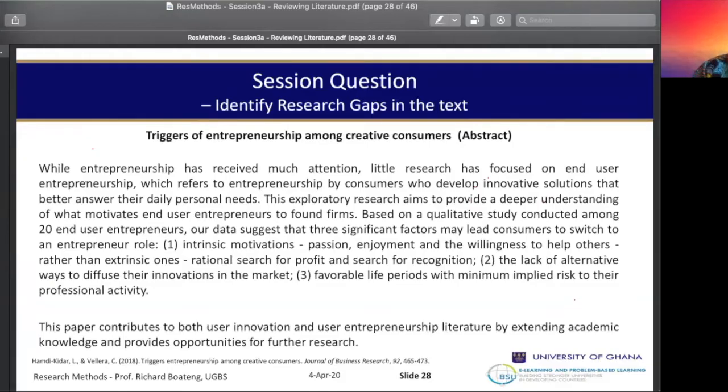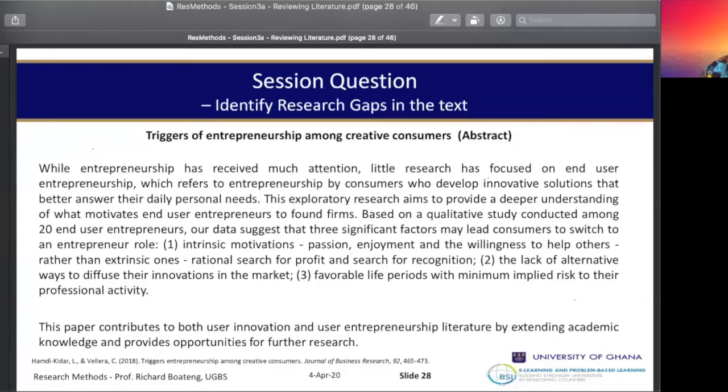While entrepreneurship has received much attention, so it's giving acknowledgement, complementing the existing research. Whilst entrepreneurship has received much attention, usually this attention is from academic researchers. Little research, you see how it is mentioned. Usually gaps are echoed or written by words that show discrepancies or show that something is missing. So little research has focused on end user entrepreneurship, which refers to entrepreneurship by consumers who develop innovative solutions that better answer their daily personal needs.